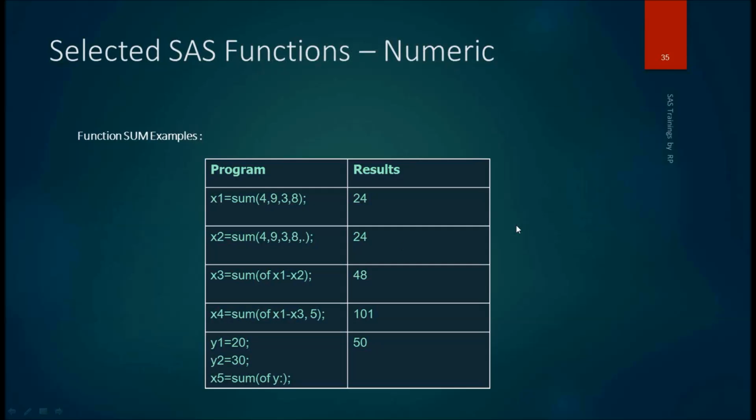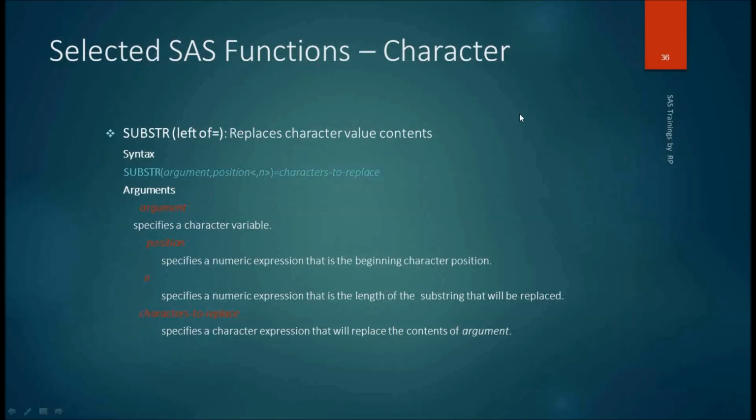Coming to the presentation. Character functions play a major role in SAS data manipulation. For instance, I have taken the substr function, which is a substring function. It replaces the character values in the constants. Substring functions are used to extract a specific character portion from character variables.